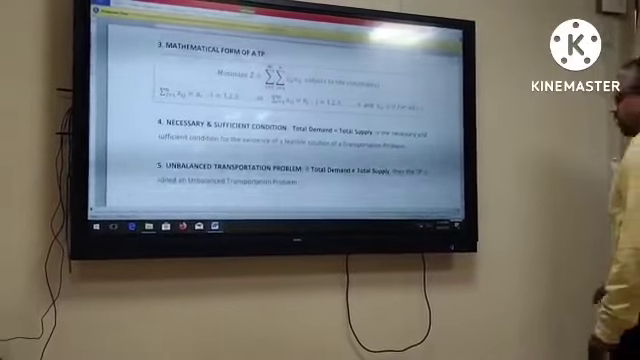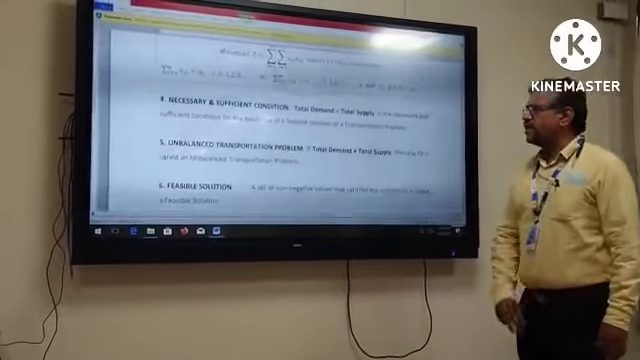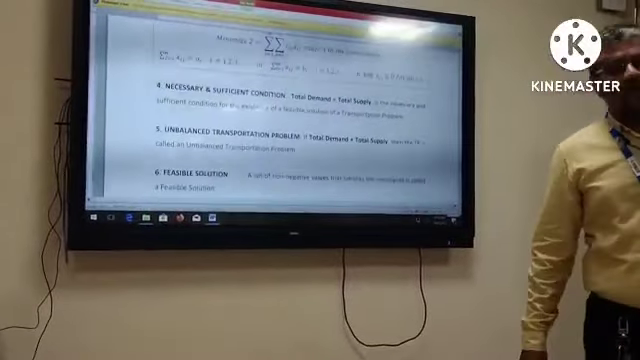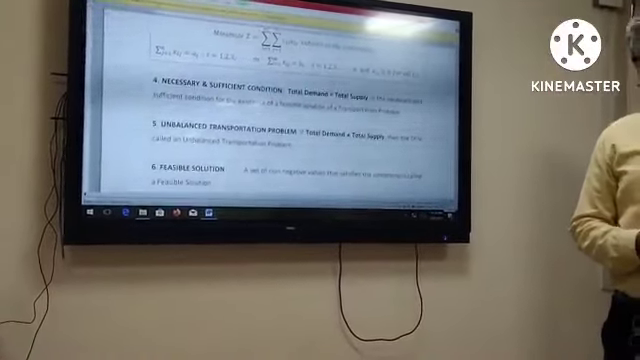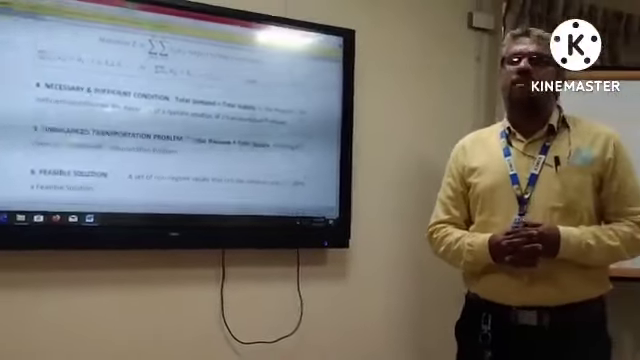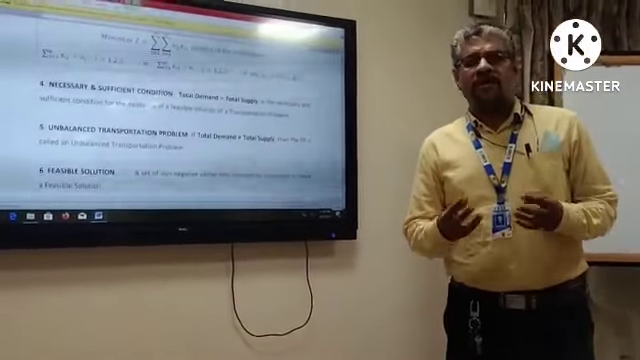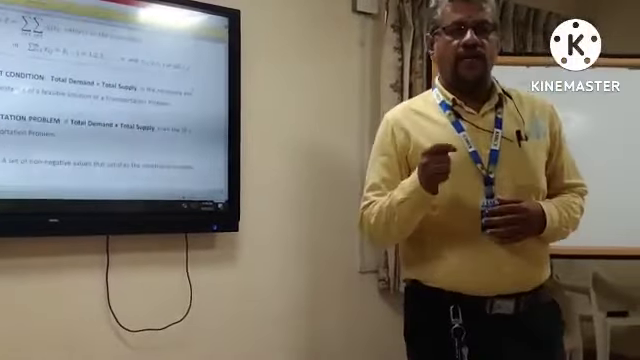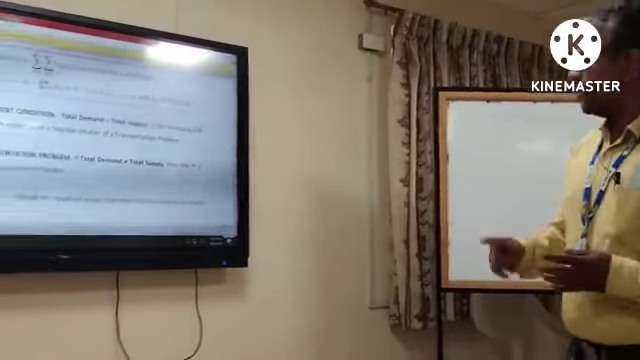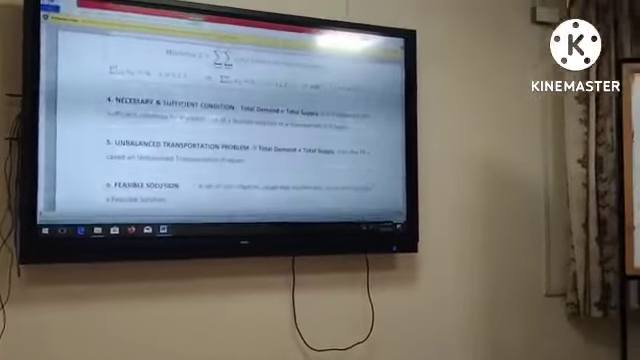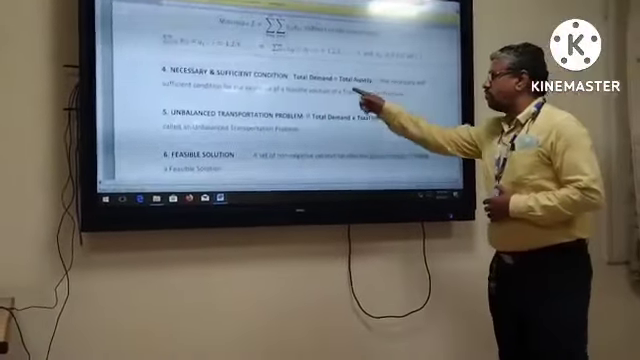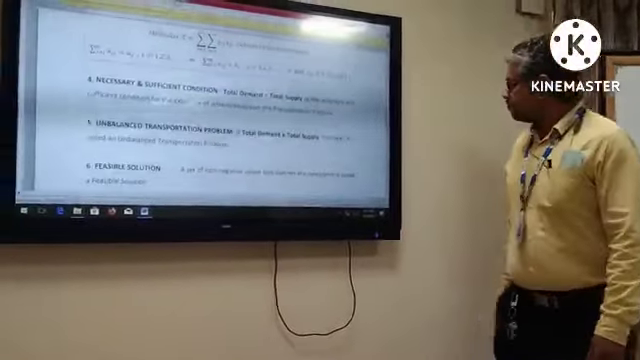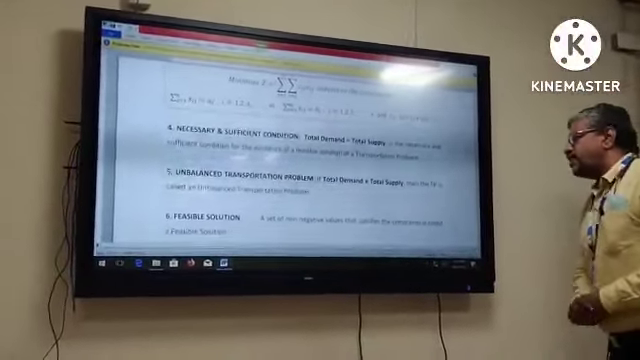Then number 4, the necessary and sufficient condition for the existence of a solution of a transportation problem. Suppose you are going to solve a transportation problem, then you will be able to get some solution. If you want to get a solution from a transportation problem, then you need a basic fundamental condition. That condition is called the necessary and sufficient condition of a transportation problem, that is, total demand equals total supply.